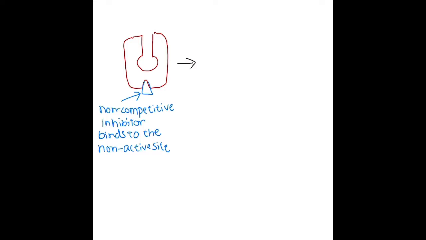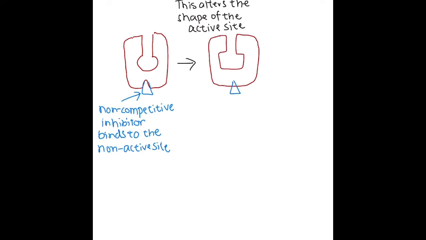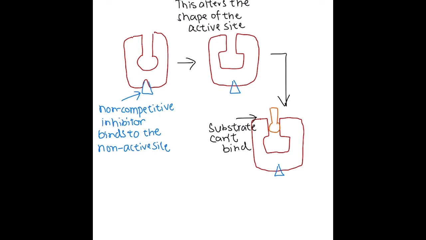The binding of these inhibitors to the enzyme alters the shape of the active site, such that it is no longer complementary to the substrate. As the substrate can no longer bind to the active site of the enzyme, there is no successful collision and no enzyme-substrate complexes are formed.